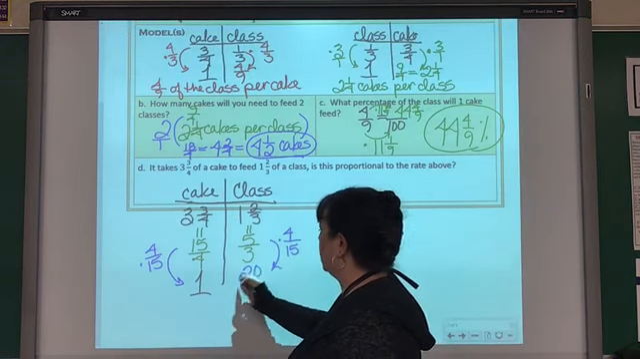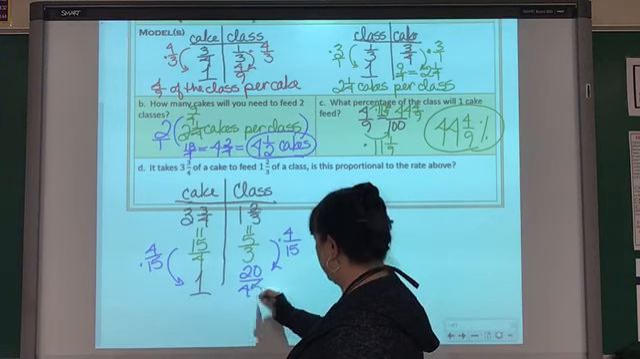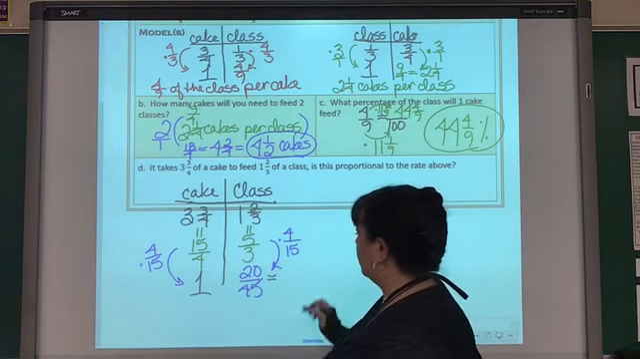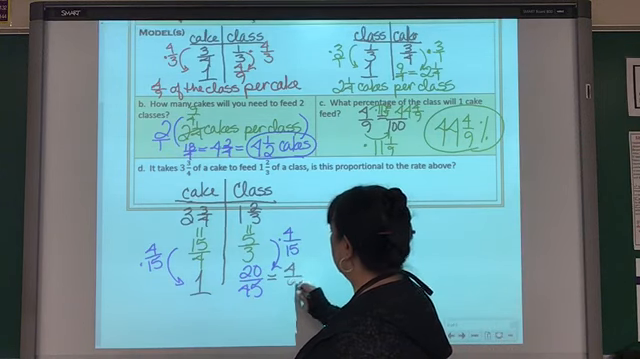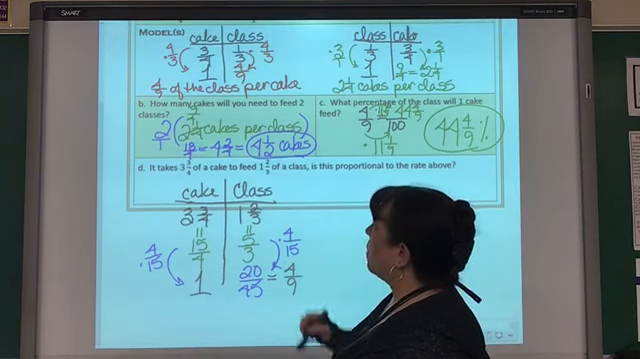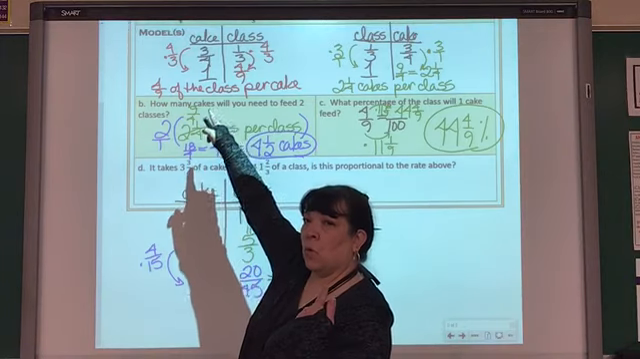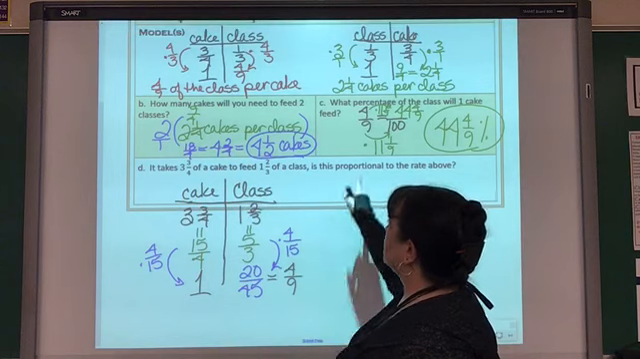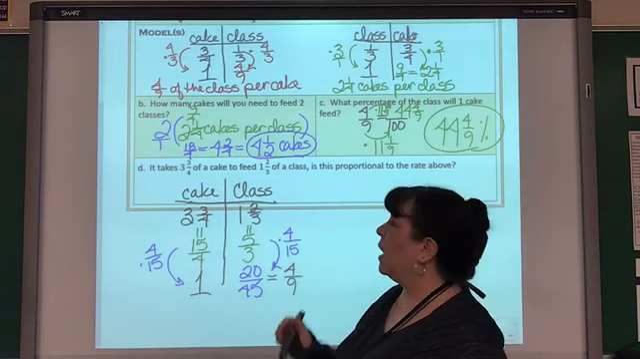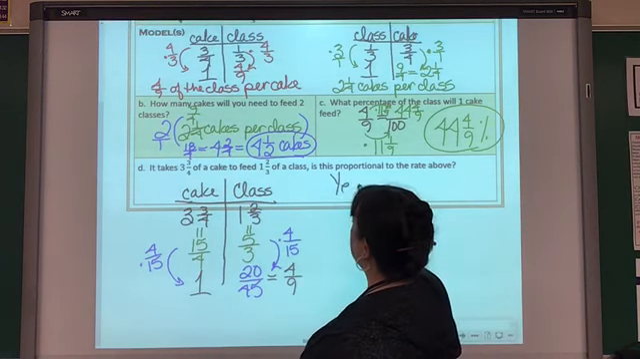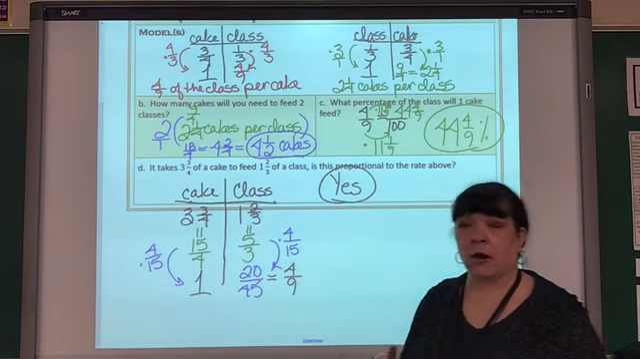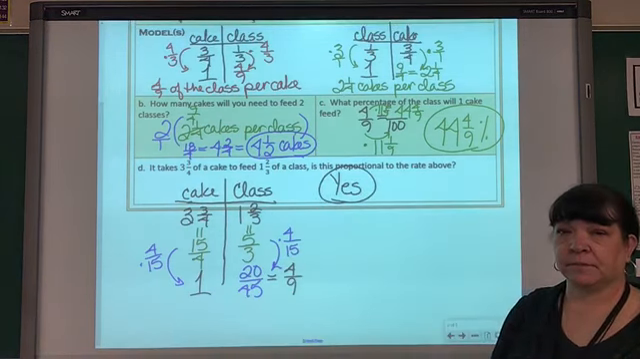When I do that, I could end up with some cross canceling or just multiply. That would be 20/45ths. And if I divide both of those by 5, I'm going to get 4/9. Oh, hey, look at that. 1 to 4/9. 1 to 4/9. So is this proportional? I would say yes. It is proportional because they are equivalent ratios. Okay.